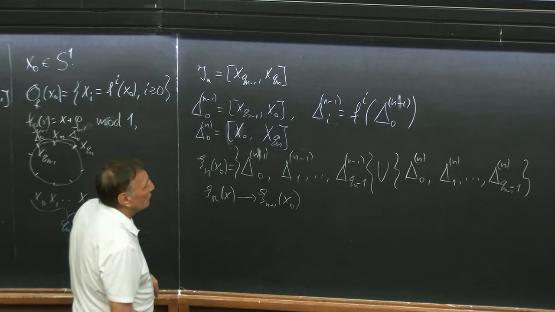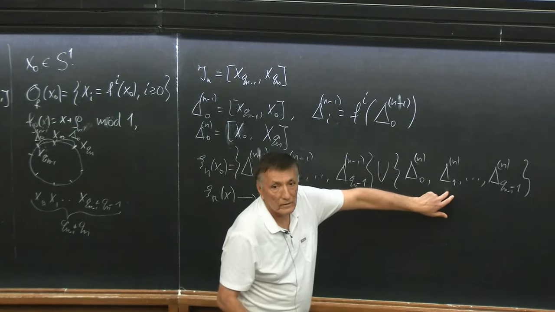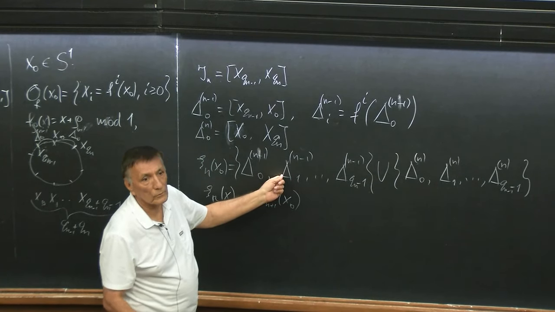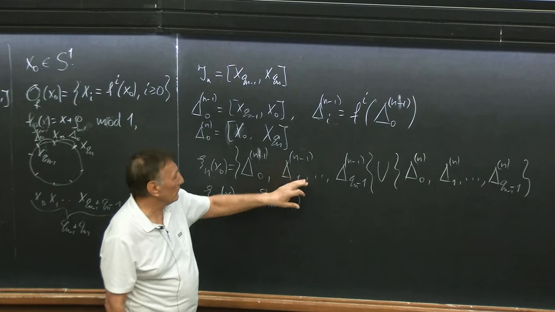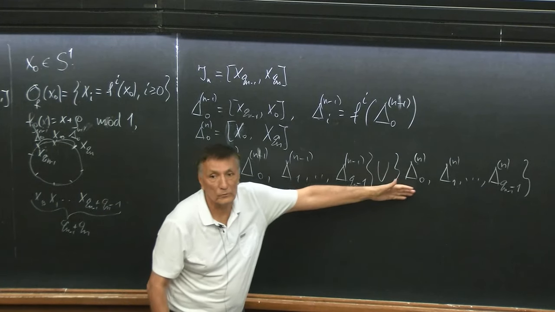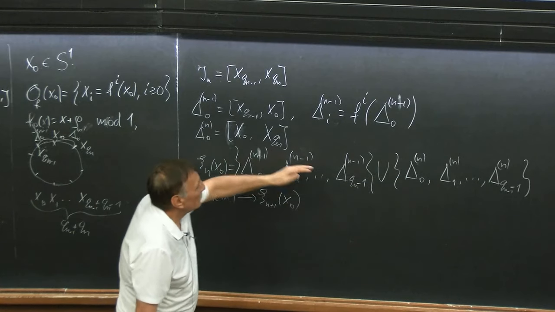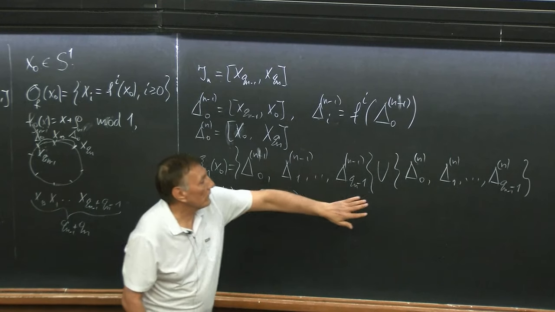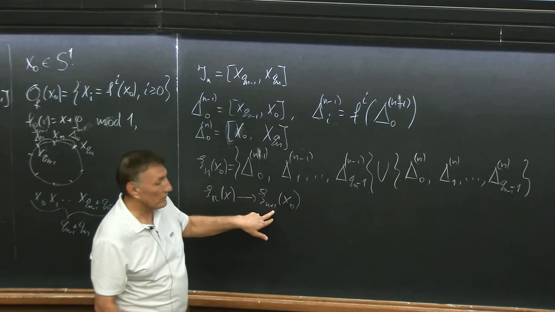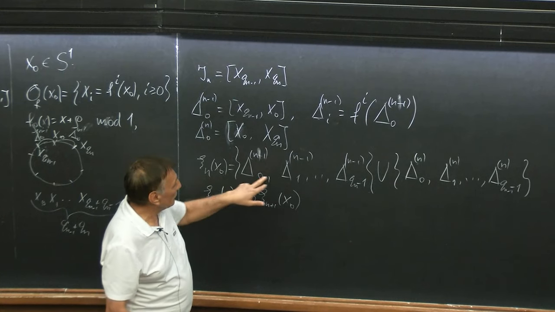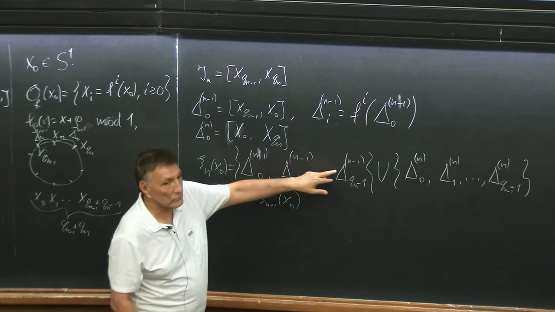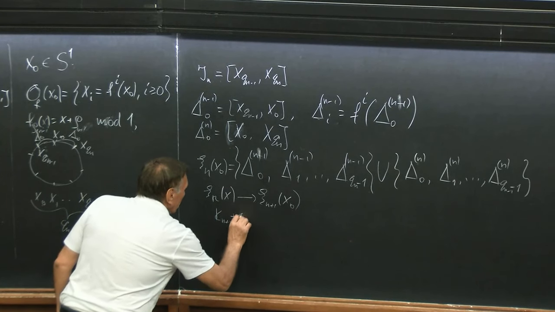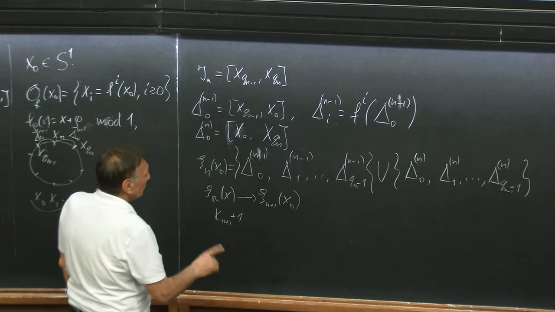All intervals of rank n, but this one is big intervals, for linear rotation, and this one is small intervals. So each interval of rank n will preserve it. This means each interval of rank n is an element of xi n plus 1, but each of the intervals of rank n minus 1 is divided into k n plus 1 plus 1 intervals in the following way.